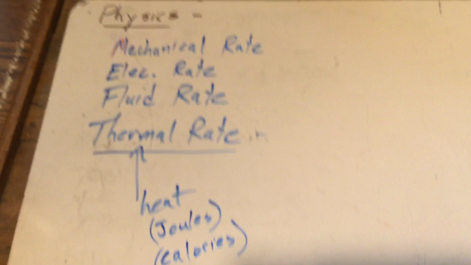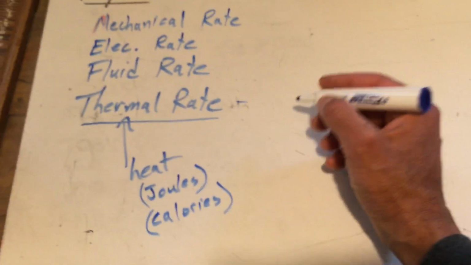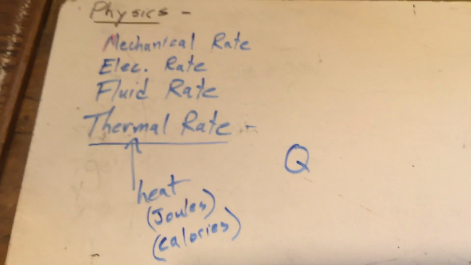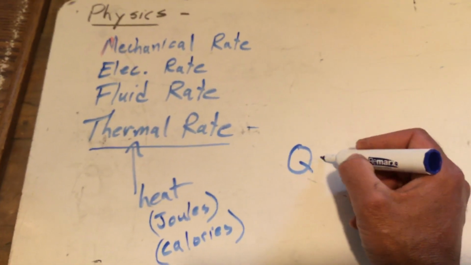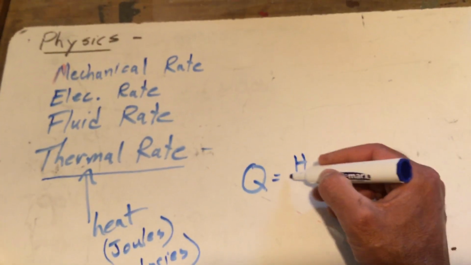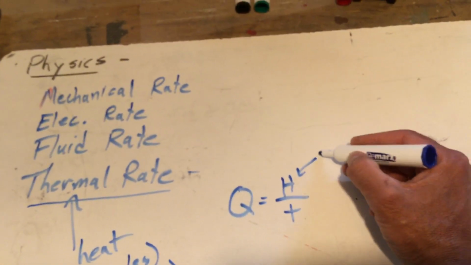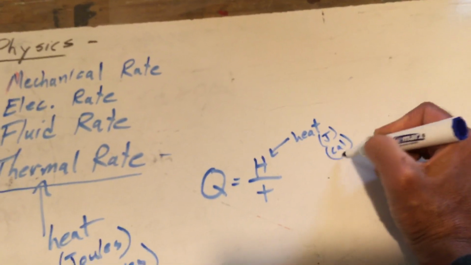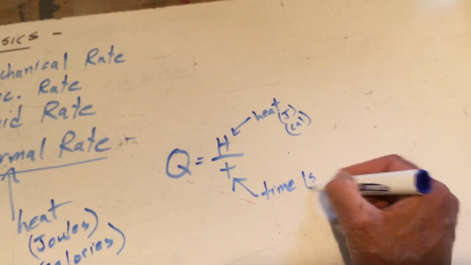So I'm going to jump right to the thermal rate equation, and then we'll backtrack and talk about why heat is important. So the thermal rate equation basically goes like this. Just the same as fluid rate was a Q, the Q still works for this topic. And you're going to take the heat and divide by the time. So this, of course, is heat, either in joules or calories. This is time, which could be in seconds or minutes.